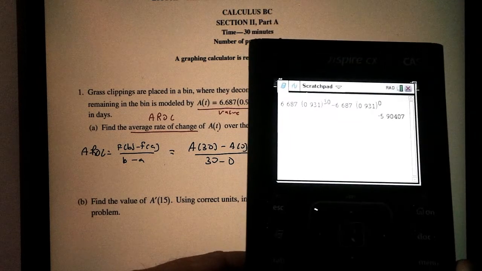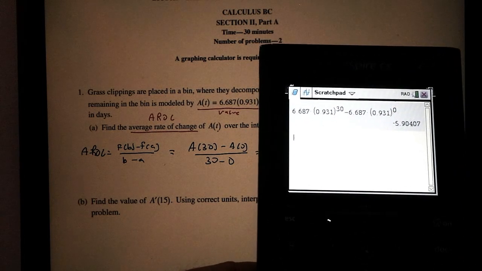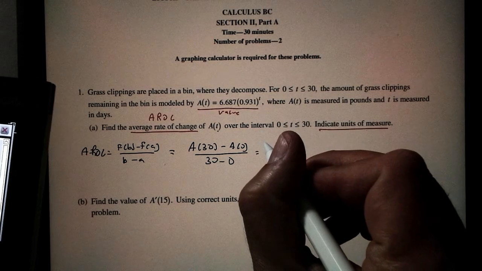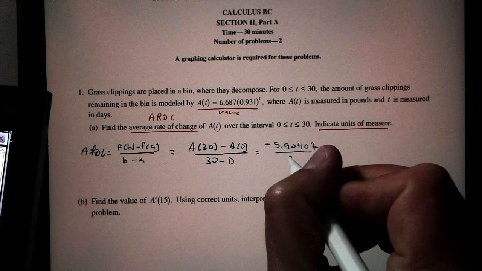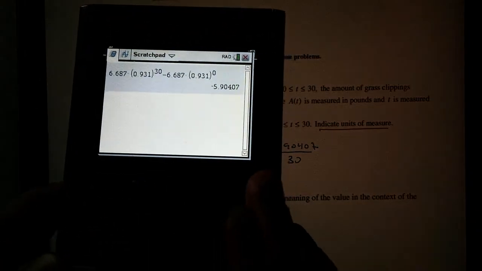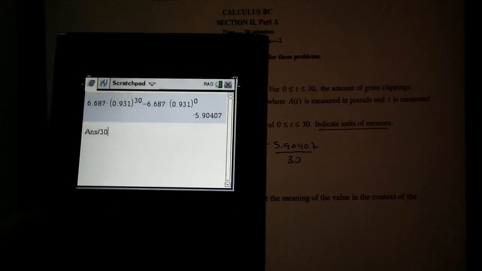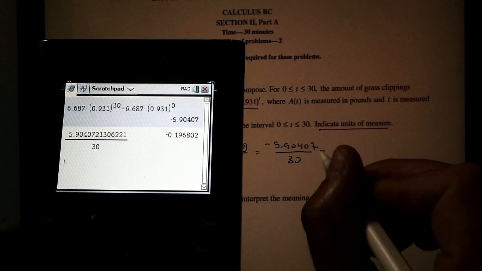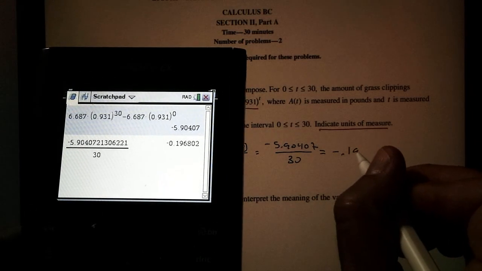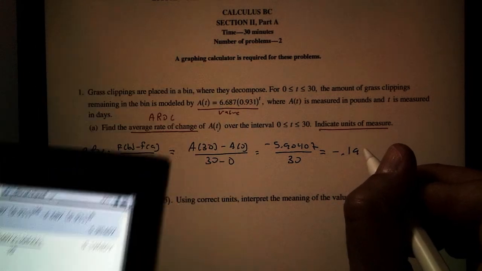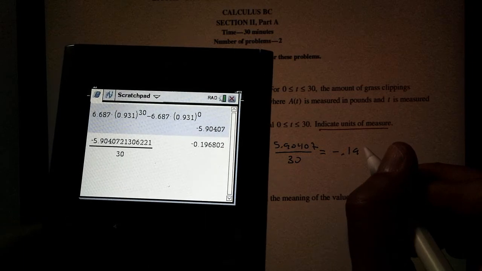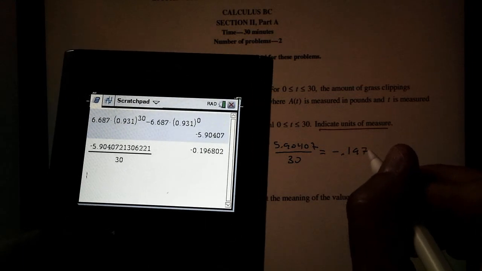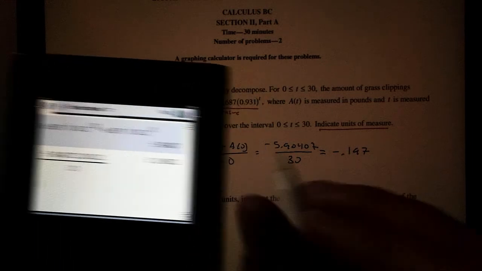negative 5.90407. Now I'm going to go out all those decimal places. Negative 5.90407 over 30, and if I divide that by 30, of course, let's see what we get here. We get this negative 0.19, and it only goes about 3 decimal places, so we're going to round that to a 7 right there, although the AP would have accepted the 6 in this case.